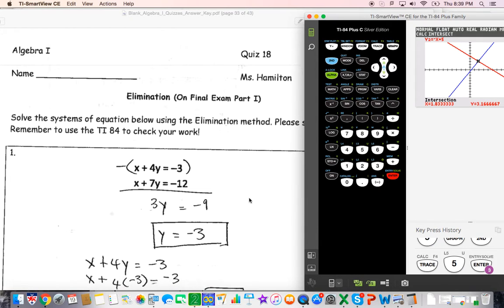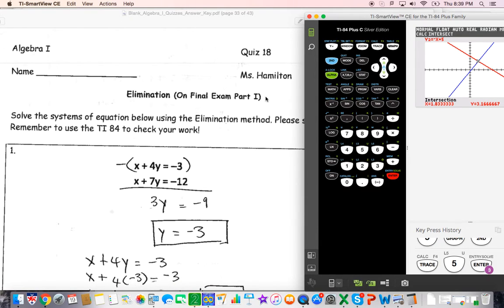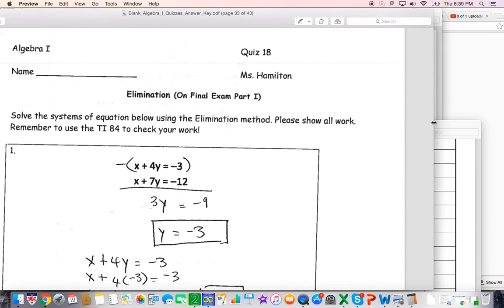Now moving on to quiz 18. We're going to do the same thing or get to the same goal, but we're going to do it in a different way. We're going to do elimination. So I'm going to go ahead and close the calculator now. We don't need it anymore.